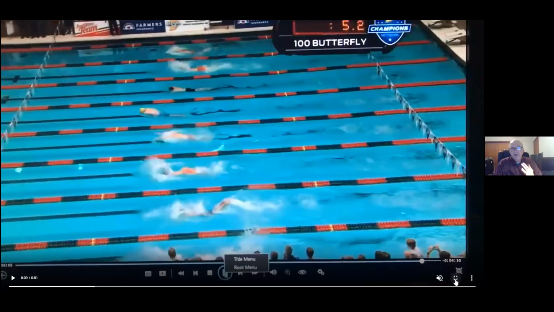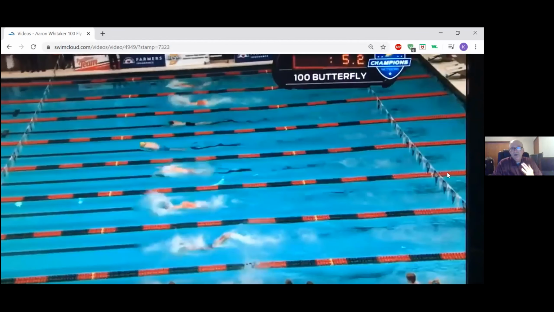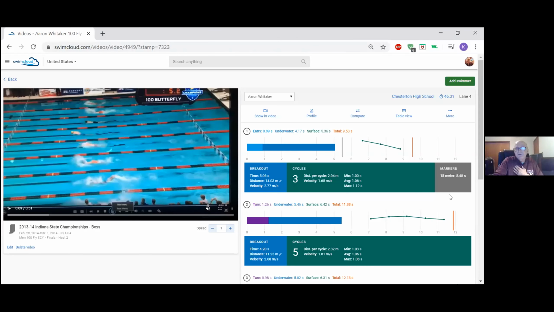And as you look here, Aaron, this marker here is the 15 meter mark. He was there in 5.4 seconds. That's really racing. And for Aaron, a lot of people, he was kind of a goofball sometimes. He messed around and stuff. But I tell you, when we got into the races, he was all focused.